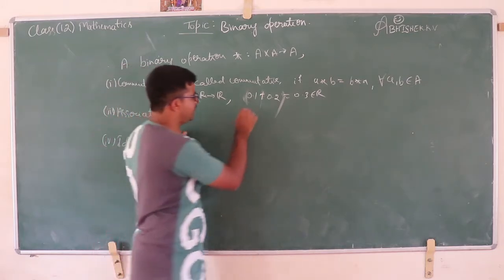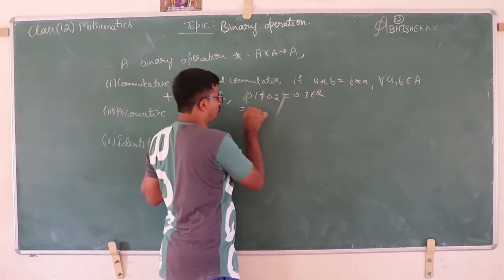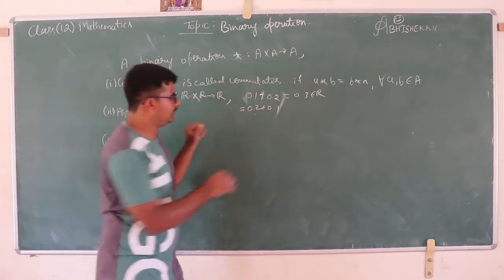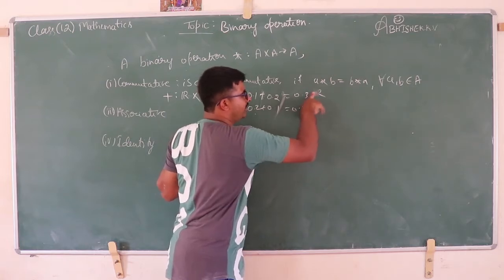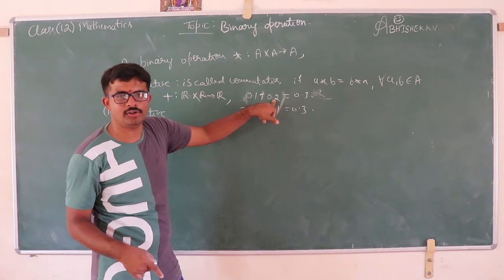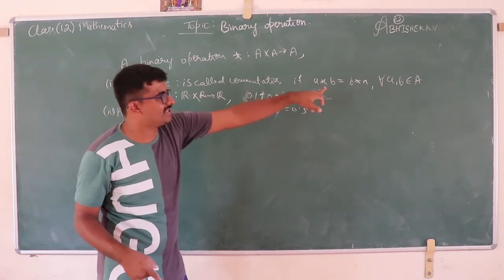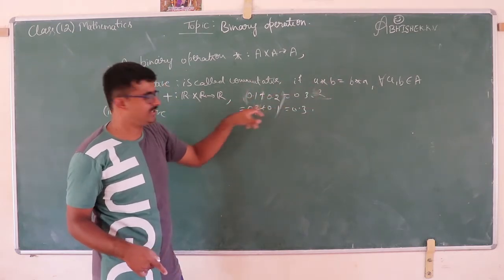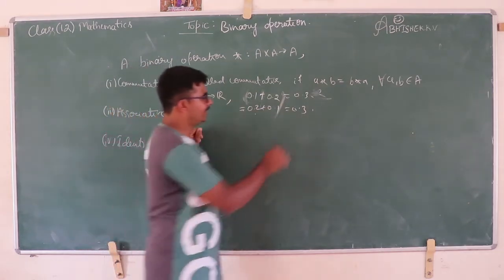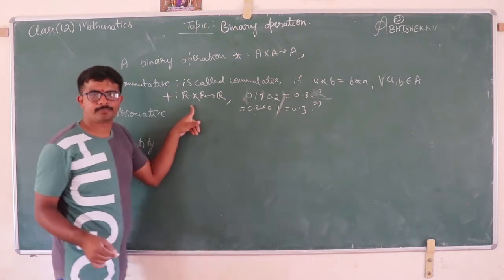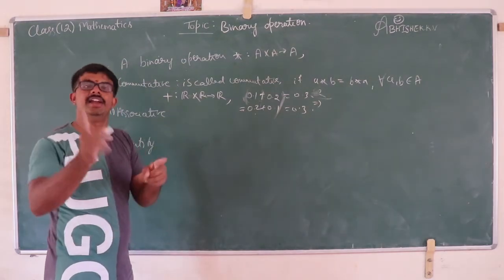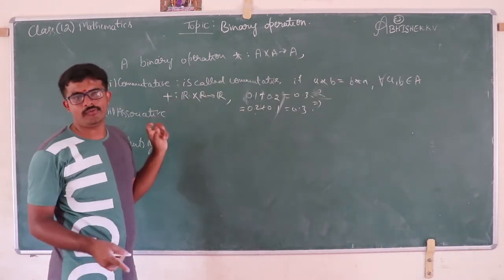What about commutativity? See, 0.1 plus 0.2 is also equal to 0.2 plus 0.1. This result is 0.3. See, LHS is equal to RHS. That is, A is equal to 0.1, B is equal to 0.2, A plus B. Instead of A star B, what is star? Addition. A plus B is equal to B plus A. Both are giving the same result. Therefore, addition is commutative. Addition is a binary operation on the set of real numbers. It is also commutative for the set of real numbers.